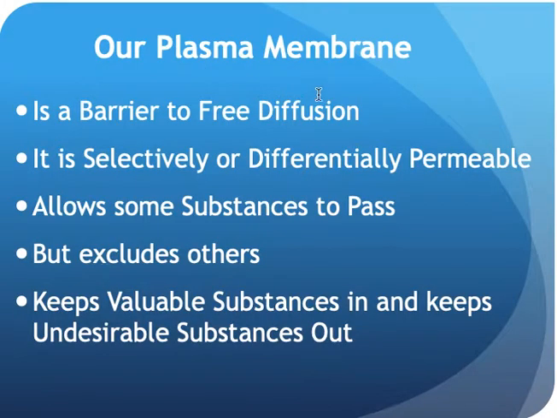Now, our plasma membrane does not work like that, right? It's a barrier to free diffusion. So we've already said that our plasma membranes are selectively or differentially permeable. So they're going to allow some substances to pass, but they're going to exclude others. And this allows us to keep valuable substances in and keep undesirable substances out, or bring things that we need in or move things out that we don't want anymore. Okay, so you got to remember that our plasma membrane, it's not free diffusion, it's going to be selectively permeable. It's only going to allow certain things to move in and out.